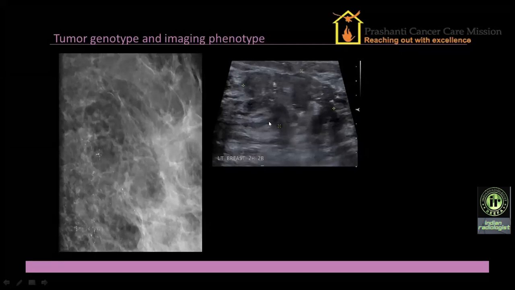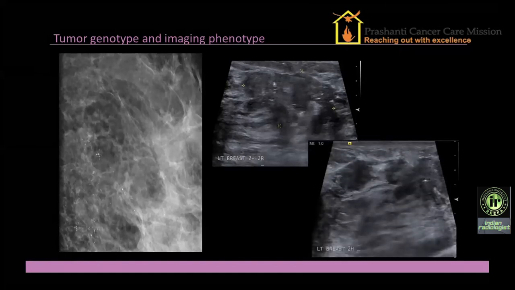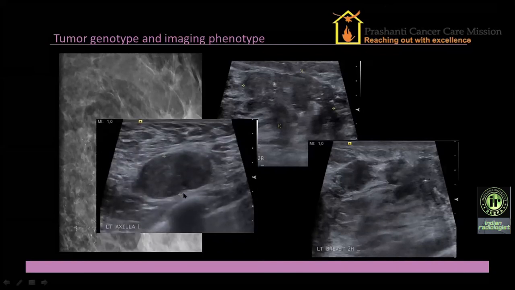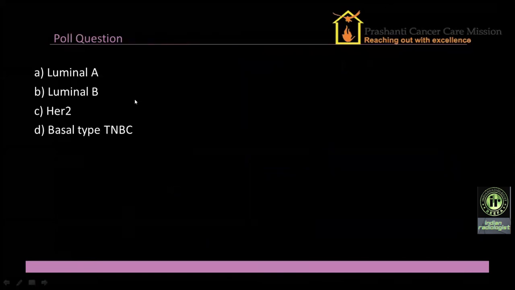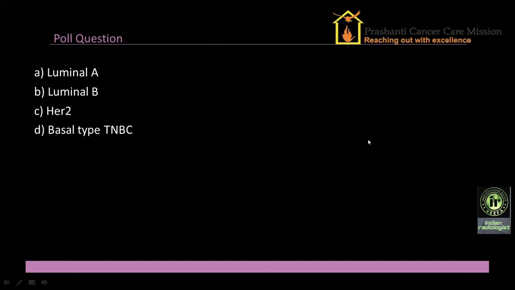On the ultrasound, there is a microlobulated lesion with parallel orientation. The disease was multifocal, and there was also an abnormal enlarged axillary node. Again, can we guess the molecular subtype: luminal A, B, HER2 enriched, or the basal subtype? Do we have the answers, Mitusha?